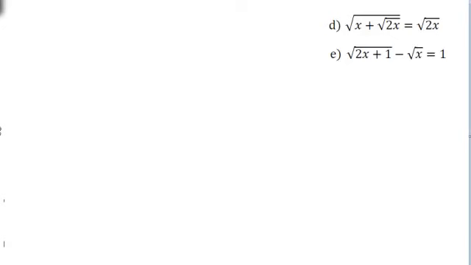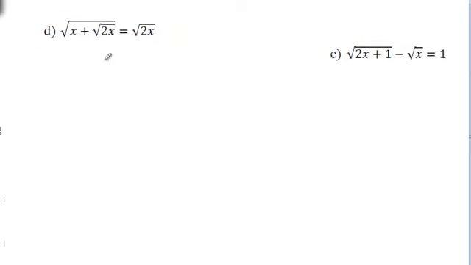Sometimes we need to make radical, square both sides more than once. We have to do it twice. Like this example, let's say exercise D. We have radical inside radical. So if we square both sides for the first time, what do you get? Square both sides. What do you get? You get x plus radical 2x equals, square this side, you get 2x.